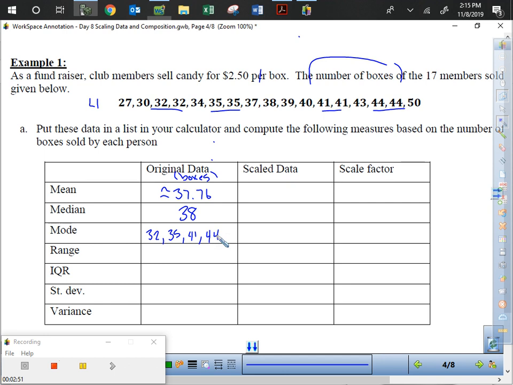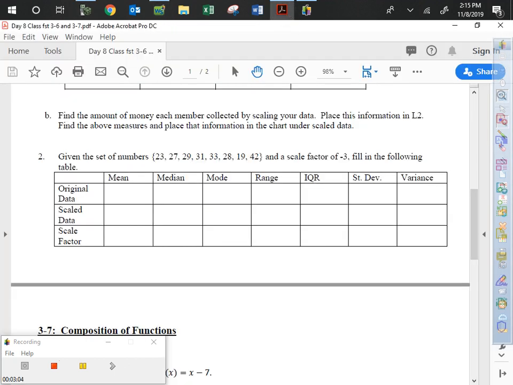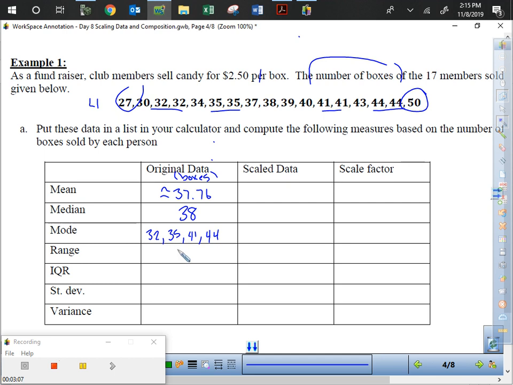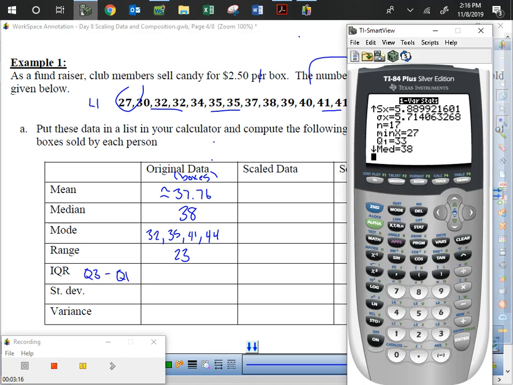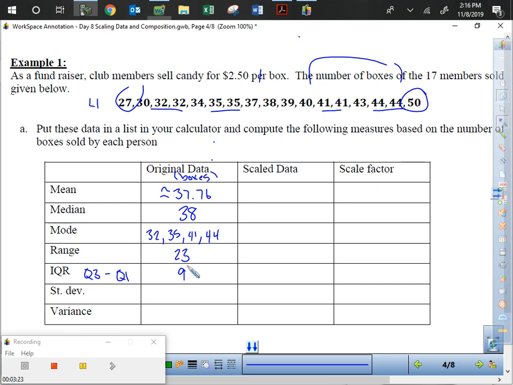Range is max minus min. We're lucky here, it's in order, so we don't really have to look at our calculator. Max and min, we're going to subtract those to get the range. For the IQR, we need to look at our calculator so that we can take our Q3 minus Q1 directly from there. So that looks like 42 minus 33 for us, so 9 boxes.